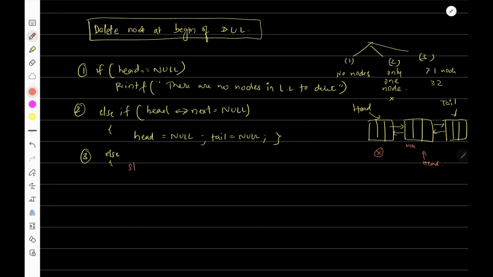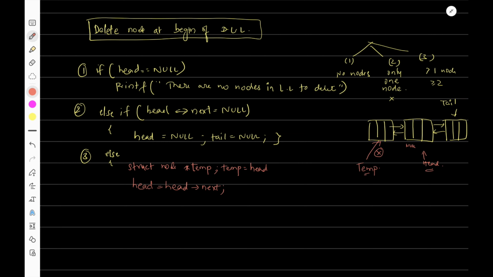For this, let us take a temporary pointer, struct node star temp, where temp is pointed to head. The same node where head is pointed, temp is also pointed. Then head is equal to head of next. So head is moved to the next node, and now this is the head.